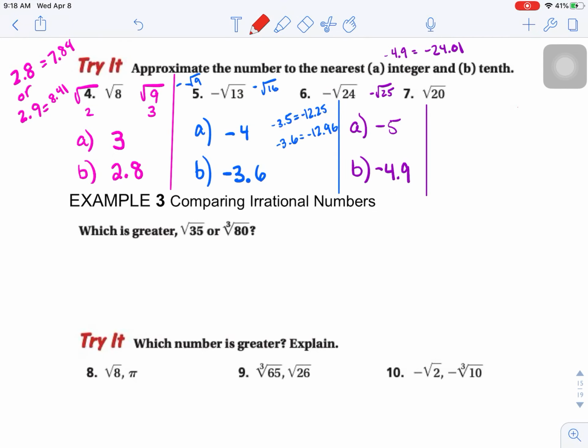All right, and then square root of 20. That's between the square root of 16 and the square root of 25. So that's a little bit closer to 16. Again, that's kind of in the middle, so I'm going to try like 4.5. And it's a little bit lower, so maybe 4.4. So 4.4 times 4.4 gives me 19.36. 4.5 times 4.5 gives me 20.25. So 4.5 is closer.